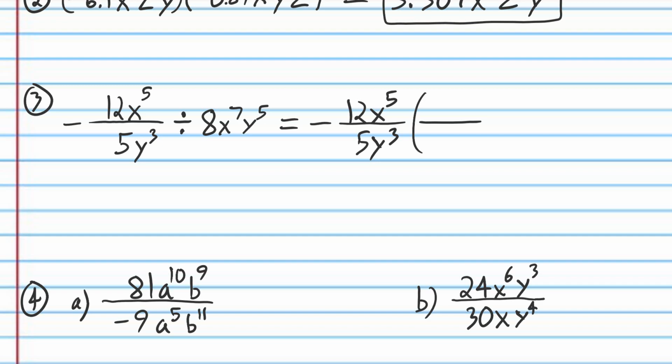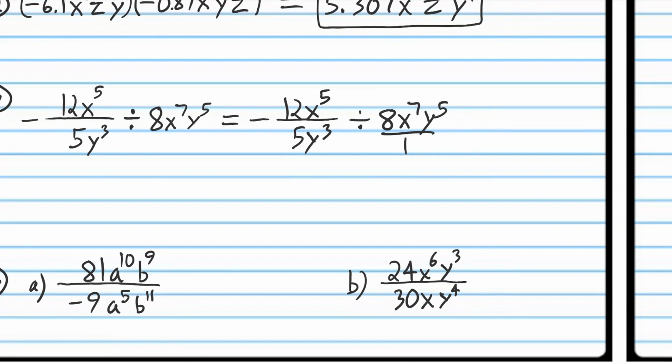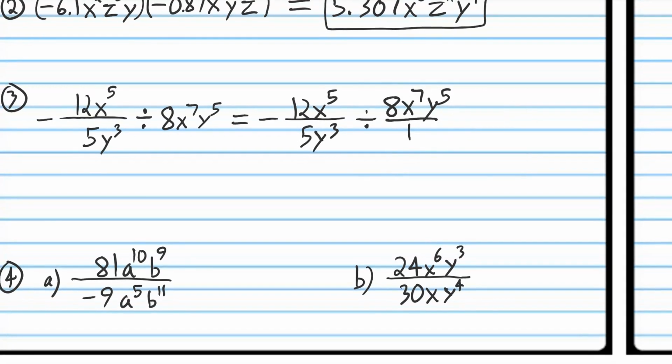Now, before I do any of that, I just noticed that I should probably rewrite this term. This looks like a whole number term, so we have to write it as over 1. So now we can understand what's going on here. Now we're dividing two fractions. So now we can understand what it means to flip the divisor.